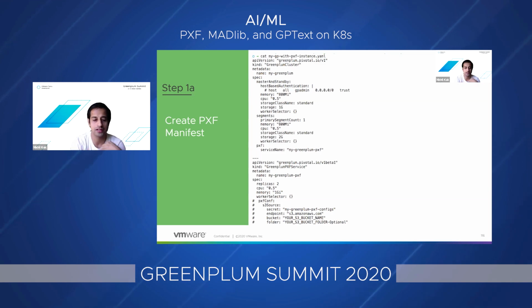And then some configuration params, such as whether it is an S3 endpoint or GCS endpoint, what your bucket name is, and optionally, if there is a folder in your bucket, what the folder name is, and also wherever your data is coming from, essentially. Next slide, please.